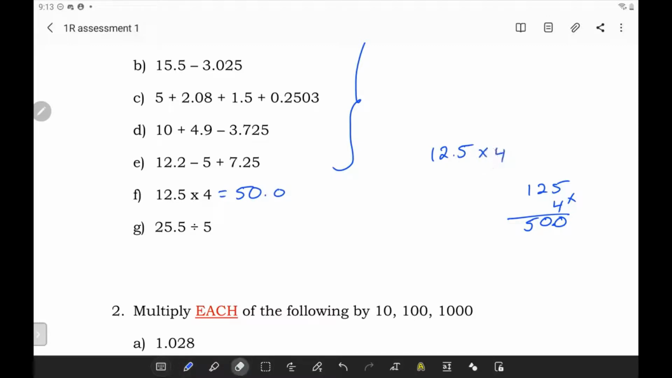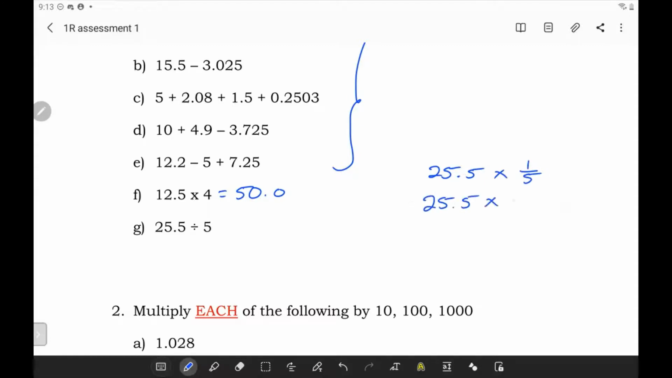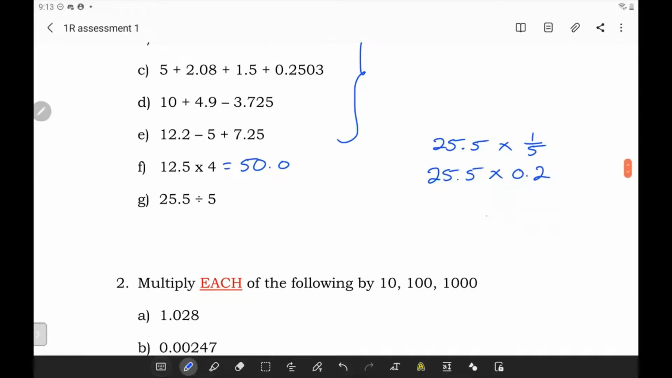For the division, remember when you're dividing something, it's the same as multiplying by its reciprocal. So this is the same as 25.5 multiplied by 1/5, which is the same as 25.5 multiplied by 0.2. Right, and recall we can just ignore the decimal places for now. So we have 25.5 would be like 255 multiplied by 2. We have a 0, 2 5s are 10. 2 5s are 10 and 1 is 11. 2 2s are 4 and 1 is 5.